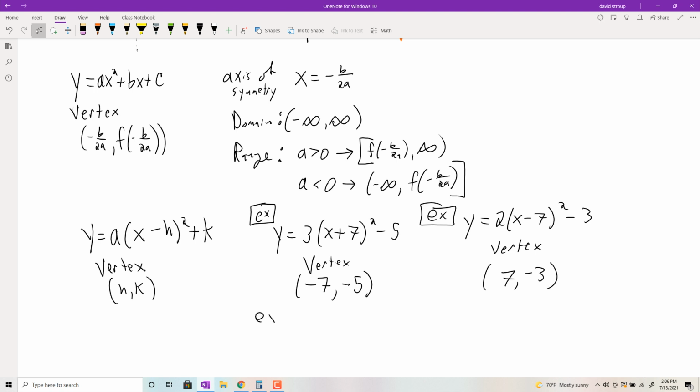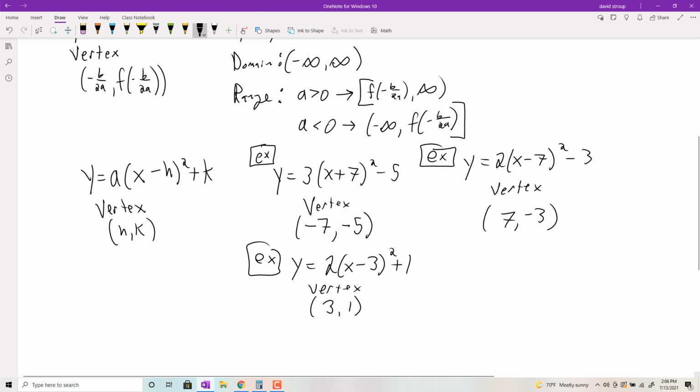Let's get another. y equals 2 times x minus 3 squared plus 1. So this is kind of your standard vertex form. You could just read off the answer 3, 1. So take the opposite sign of the first one, keep the second one the same. One last.